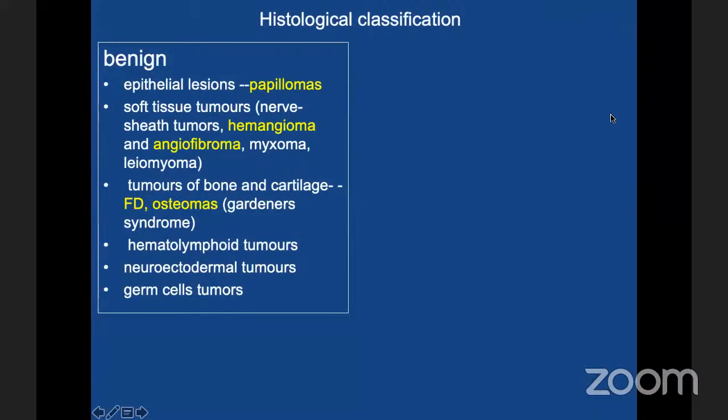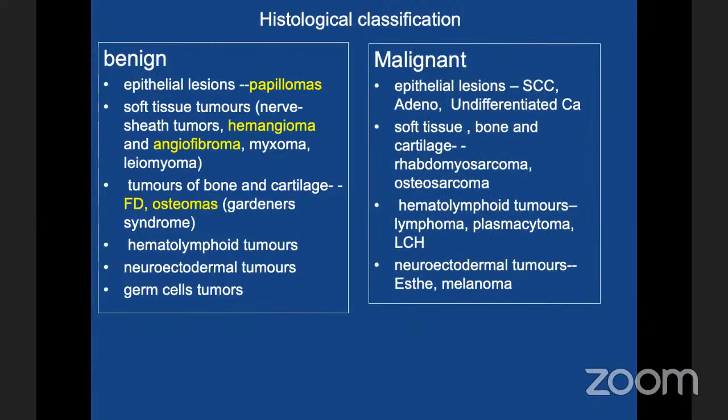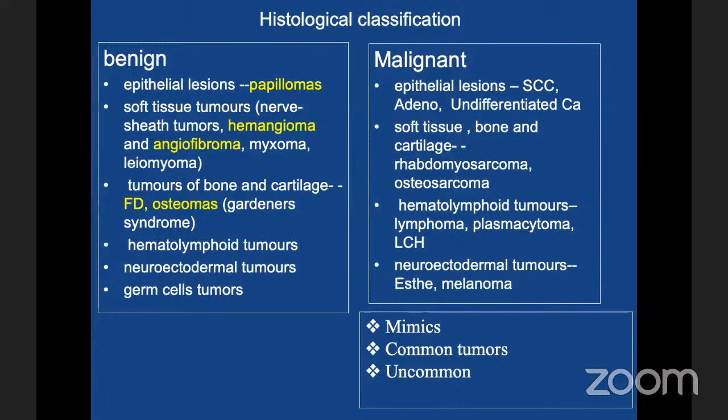Now, histological classification, like everywhere else, is benign and malignant. So epithelial tumors like papillomas, soft tissue tumors like hemangiomas and angiofibromas, bone and cartilaginous tumors like fibrous dysplasias and osteomas, hematolymphoid tumors, neuroectodermal tumors, germ cell tumors. Their malignant counterparts are squamous cell CAs, adeno-CA, undifferentiated CA, and the soft tissue and bone malignant tumors, being the muscle, the rhabdomyosarcoma, the bone, the osteosarcoma, lymphoma, plasmacytoma, etc. So again, there are certain mimics which can present as tumors.